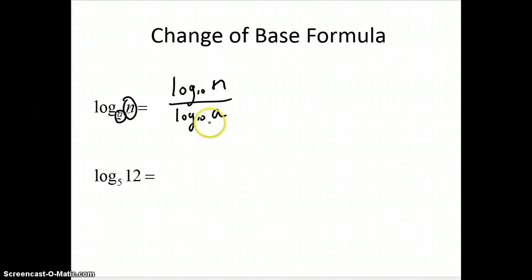Okay, so that's what it looks like. We make them both log base 10. We put the n on the top, the a on the bottom. The way I kind of remember it is n is above the a, so a goes below the n.